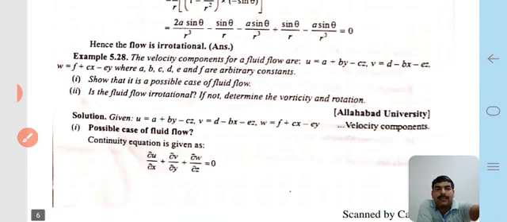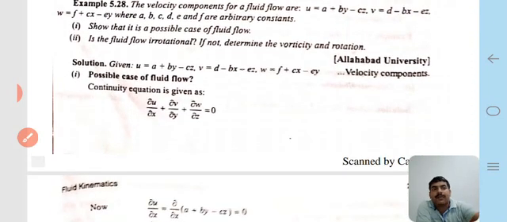Now we come to the next example, asked in Allahabad University. The velocity components of a fluid flow are u equal to a plus by minus cz, v equal to d minus bx minus ez, and w equal to f plus cx minus ey, where a, b, c, d, e and f are arbitrary constant values.